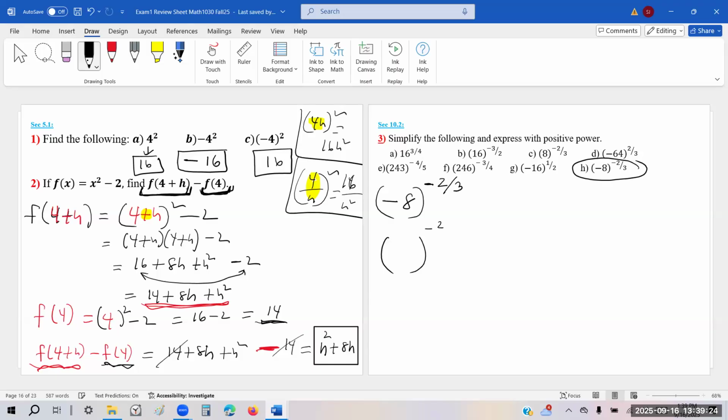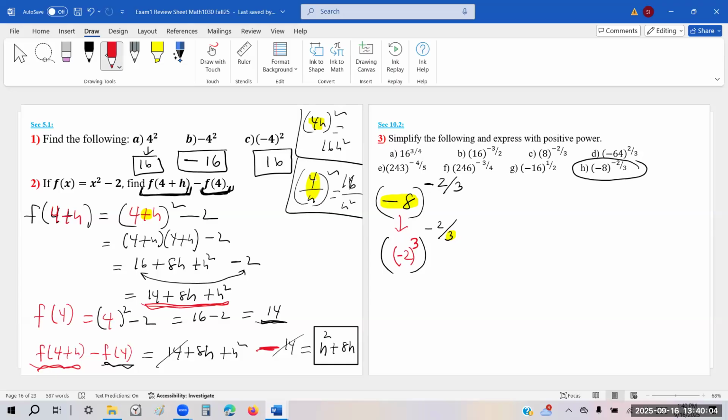So what is our goal? Do you remember our goal? Our goal is to cancel this denominator. So how can you rewrite this negative 8 so that you can cancel the 3 in the power? We're going to change it to a fraction later. First, you're working with the base. So what number, when you multiply it 3 times, turns into negative 8? Negative 2. Negative 2, negative 2, negative 2 gives us negative 8.